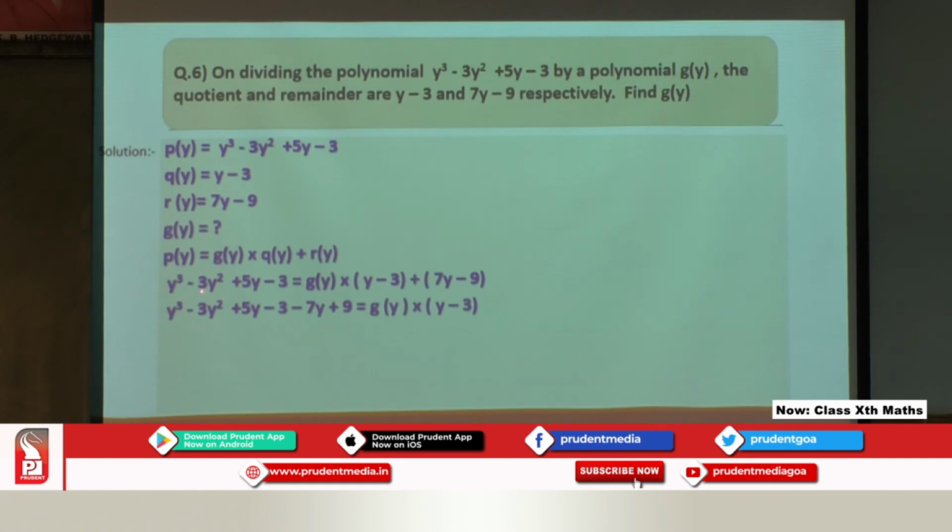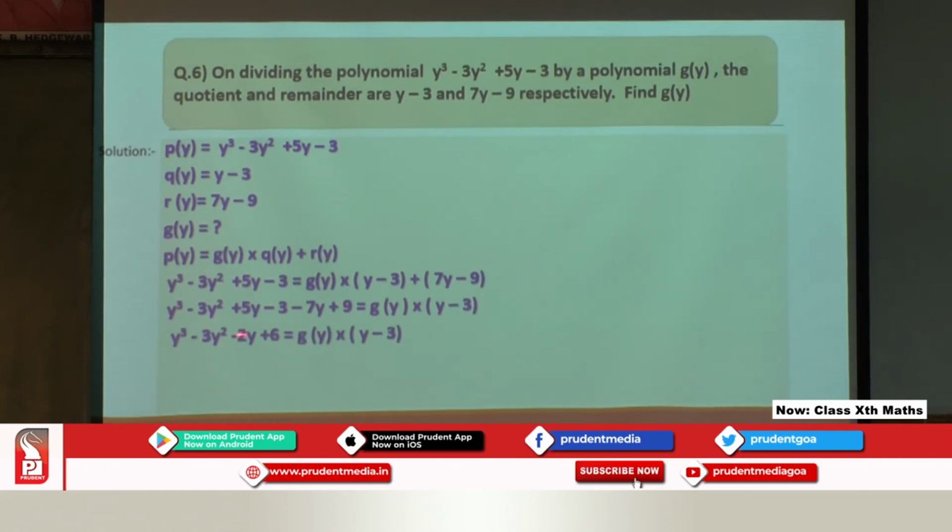Next step, we should simplify this. Now, y cube minus 3y square plus 5y minus 3, and this plus 7y minus 9 I carried over here. That is y cube minus 3y square plus 5y minus 3, minus 7y, carried over here, and minus 9 carried over here, the sign will change, minus 9 carried to this side, sign changes, now plus 9, that is equal to g of y into y minus 3.